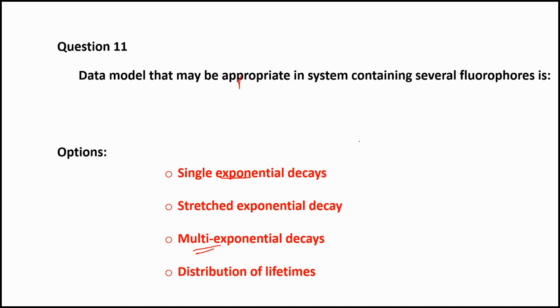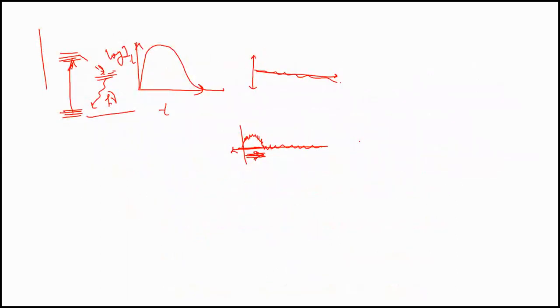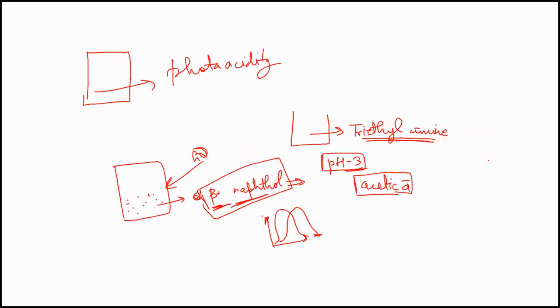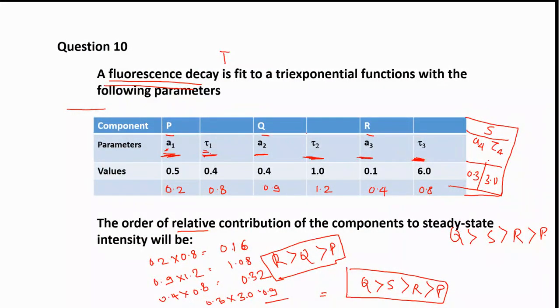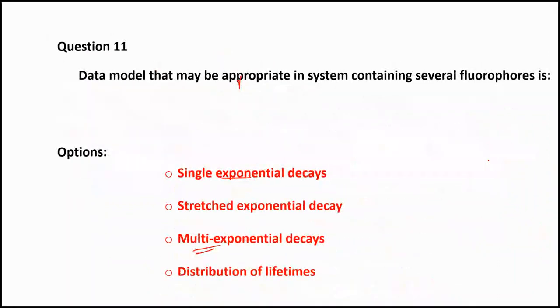How do you distinguish? This is just an extra point. If you construct a plot of log of intensity versus time and you do not get a straight line, that means your decay is multi-exponential, meaning there are other factors also governing the fluorescence decay. Now, the one we talked about in the previous question is also a tri-exponential decay, which is the data model through which we are able to calculate the intensity.